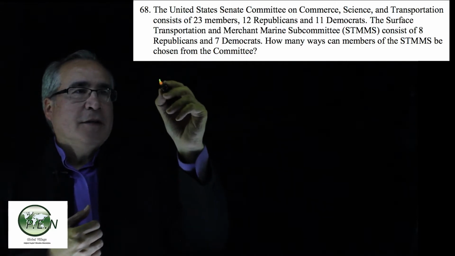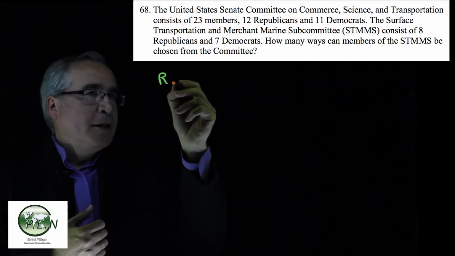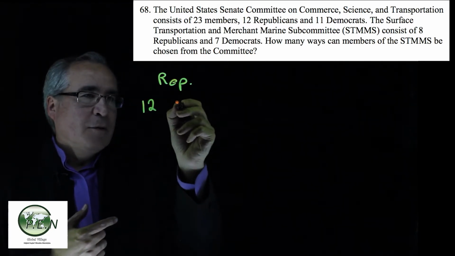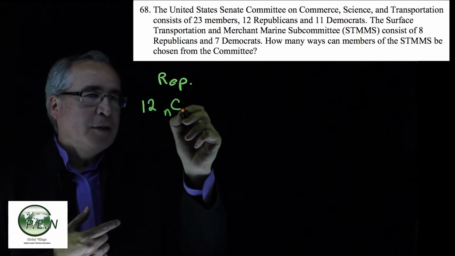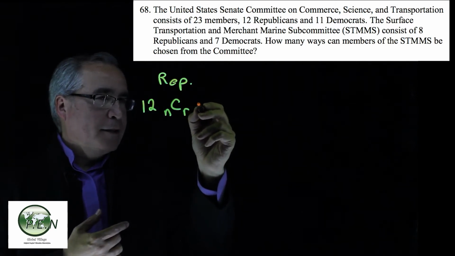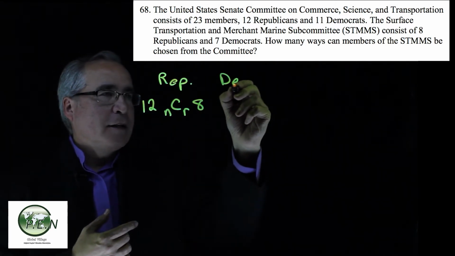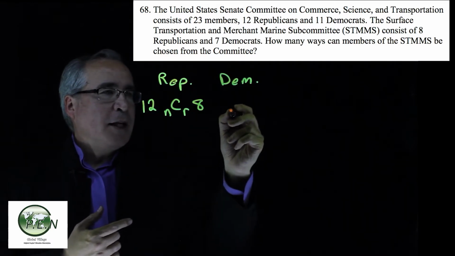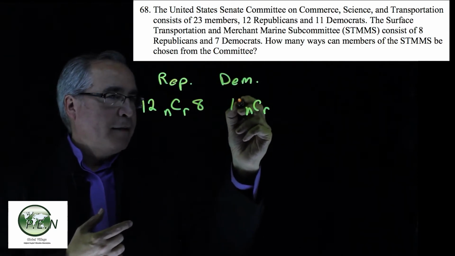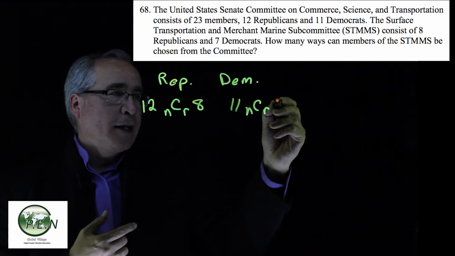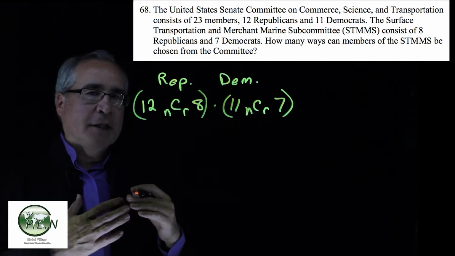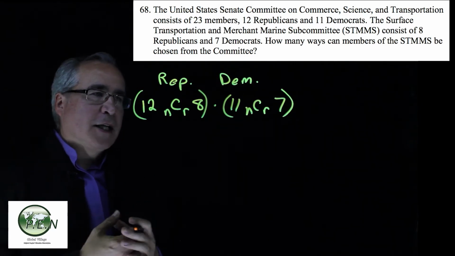So for the Republicans, we are choosing from 12 of them. Order is not important, so we're going to do an nCr. And from those 12, we're going to have to select 8. For the Democrats, we're doing the same thing, an nCr, choosing from the 11, and we're going to have 7 of them. We find out what these two numbers are, and we multiply them together using the multiplication principle.